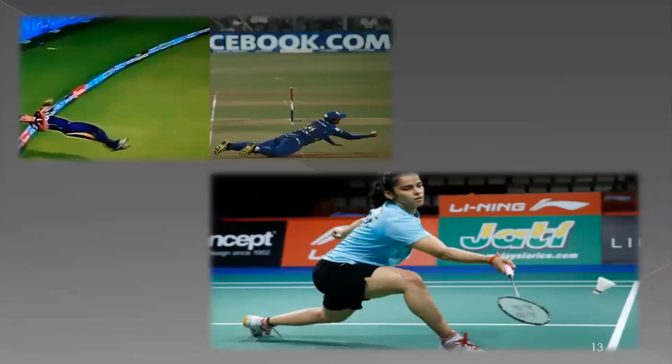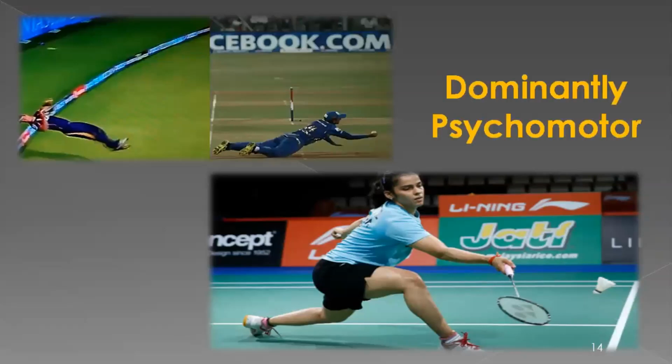Now, you see here, this one we call dominantly psychomotor. Psychomotor means the body is moving a lot. Mind is working, but dominantly the body is moving very quickly. So this is one type of learning where the movement of the body is dominant when compared to the emotions or the mind, and we call it dominantly psychomotor.